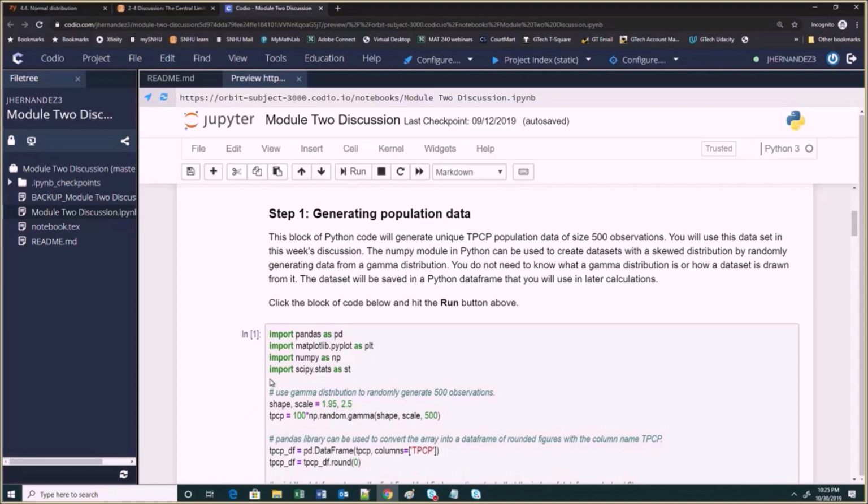And again, a reminder that this data set is unique to each student, so your answers will be unique. But for all these different scenarios that students will get for this population data, the central limit theorem will always hold. So that concludes this video for Module 2.